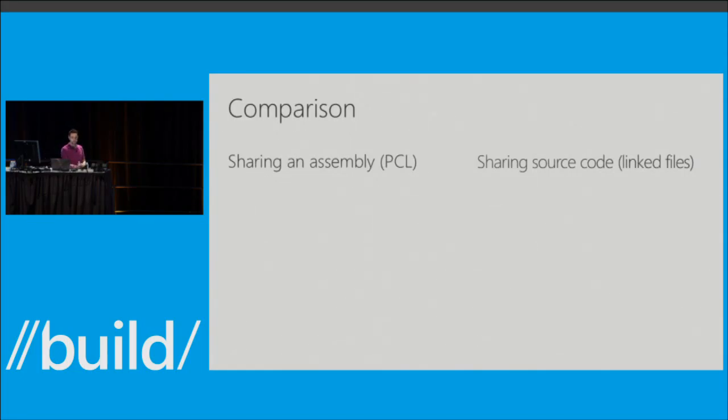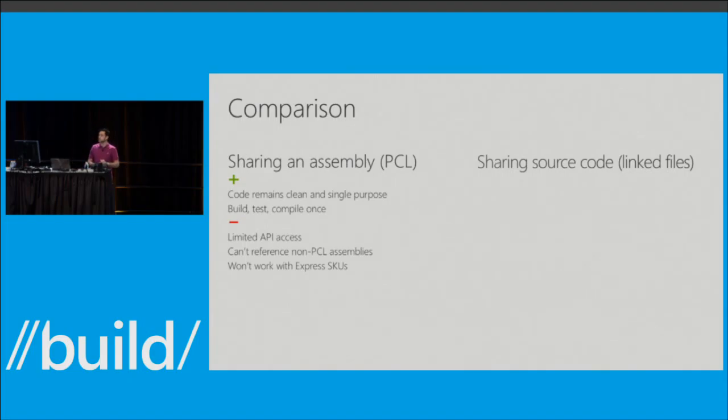So let's do a really quick comparison. Sharing an assembly, a PCL. Code remains clean, single purpose. Pound ifs get ugly a little bit. You have this assembly that you can just reference. I can give it to a guy building an Azure service on .NET. He can use it. Beautiful. Gets full IntelliSense. You have limited API access, though. And as I mentioned, you cannot reference non-PCL assembly. So this great .NET library you have, you probably won't be able to use it from your Windows Phone app or your PCL. Slight bummer, this will also not work with Express SKUs. So they're just not part of those SKUs, as far as I can tell. That may be changing in 2013. Not 100% on that. But as of today, they do not work that way.